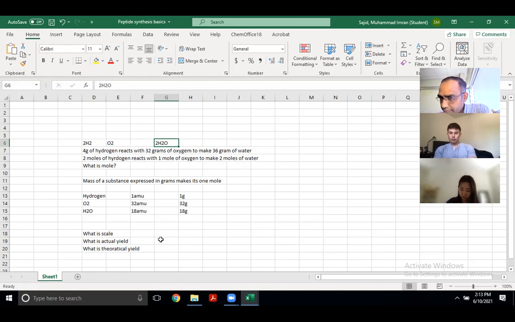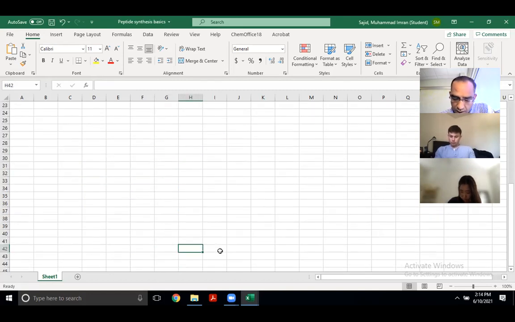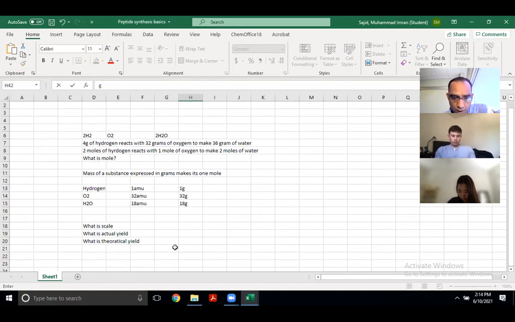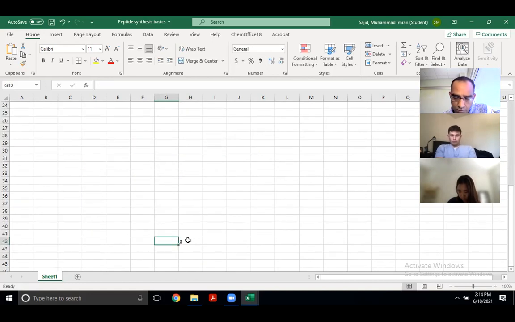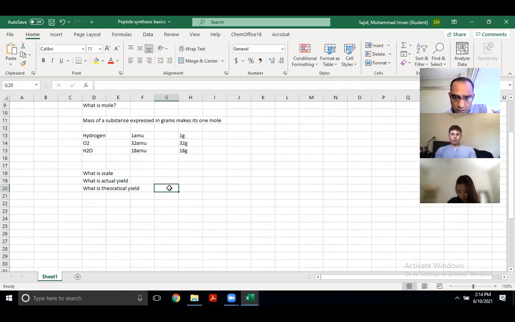Got it? But in effect, when we do the experiments, we do the reactions, we actually don't get 36 gram. So in the above reaction, the theoretical yield is 36 gram, but in effect, I just get 5 gram, right?